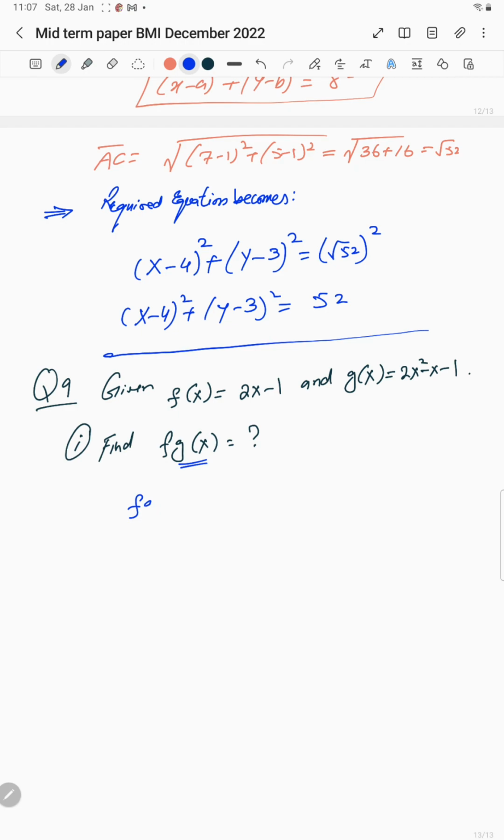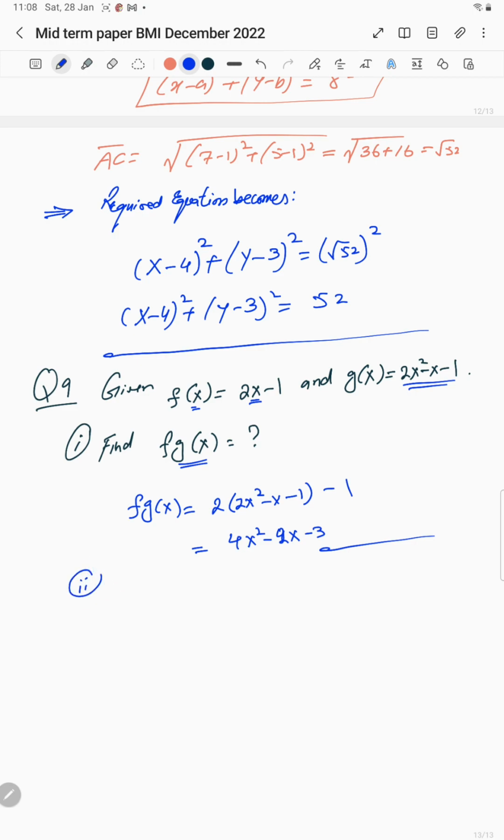So fg of x will be, replace all x in function f with the value of g of x. We get 2 times (2x square minus x minus 1) minus 1. Simplify this: 4x square minus 2x minus 3. This is the first part.